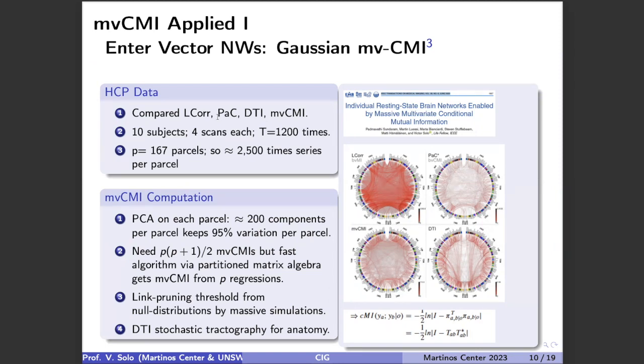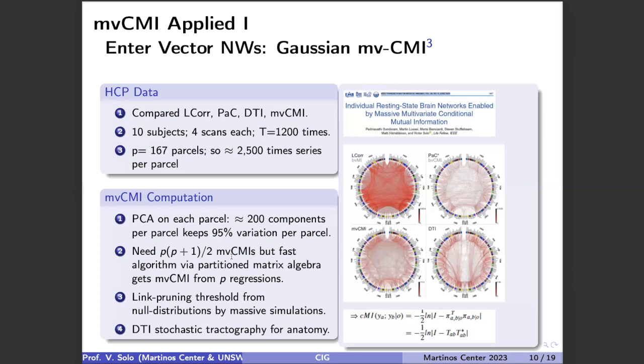So we use Human Connectome Project data, 10 subjects, 4 scans each, 1,200 time points, 167 parcels, a couple of thousand time series per parcel. I've said some of this before. We do the PCA to keep about 200 components, which gives you about 95% of the variation. Now there's a couple of problems.